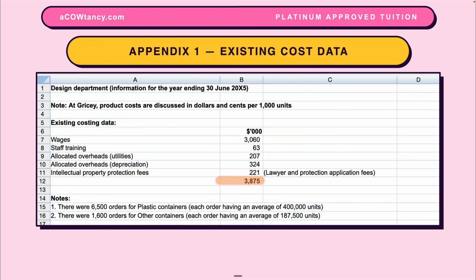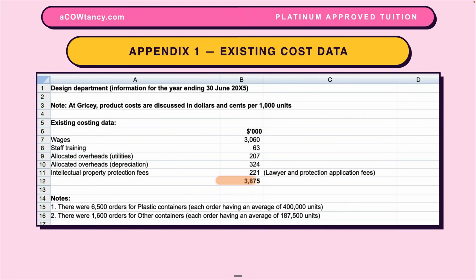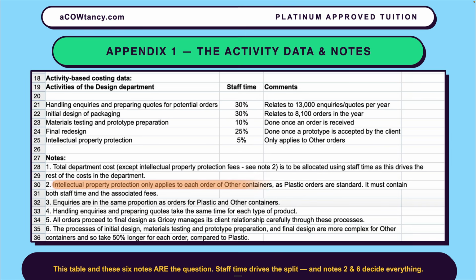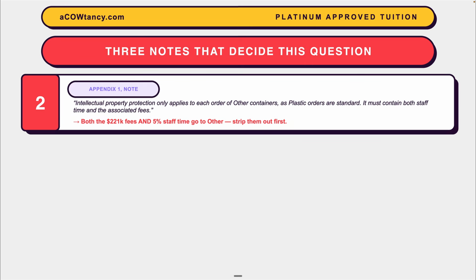We're splitting up 3,875, and we get given some notes for ABC. The first thing I want to draw your attention to is the intellectual property bit. See the bit above that, 221 intellectual property, that's solely for other. Not only that, not just the 221, but also the staff time, and we'll come to split up the staff time in a bit. The staff time is 5% applies to other orders. So that's the first appendix bit that we're going to have to do.